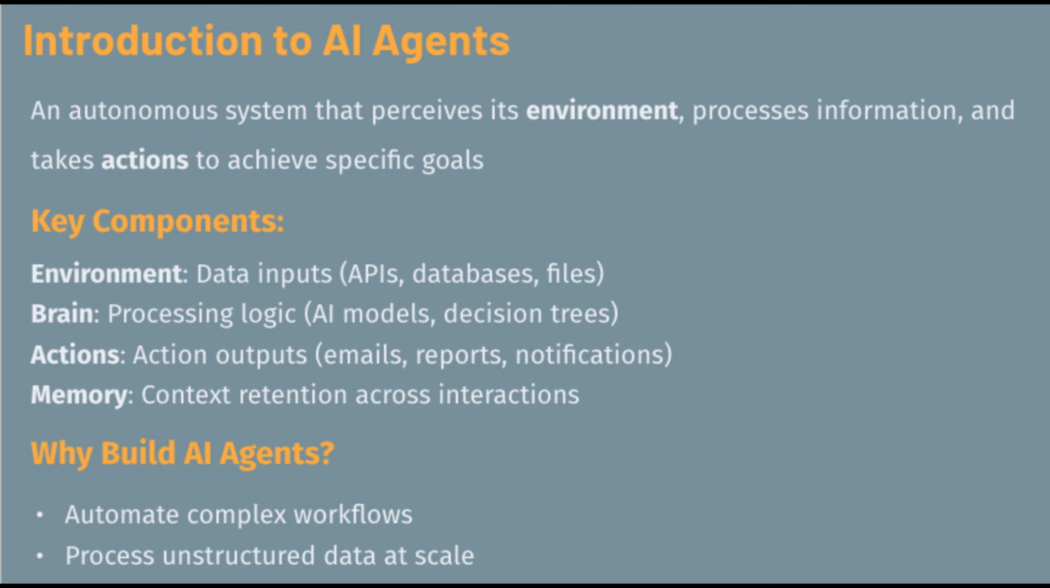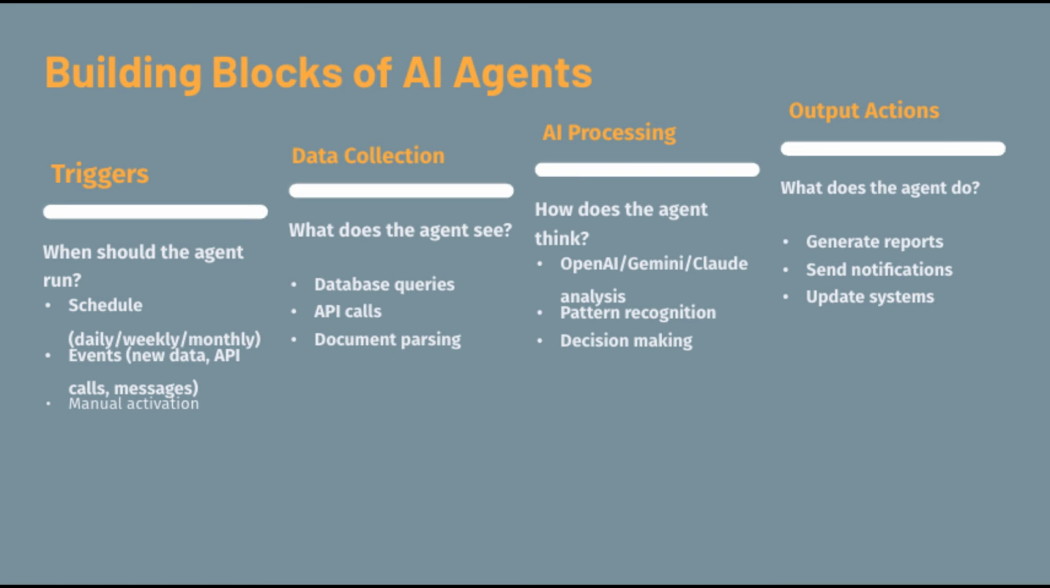This loop is called the agentic workflow or ReAct loop. Remember that if you understand the components of how to build an AI agent, you can build multiple AI agents after building your first one.